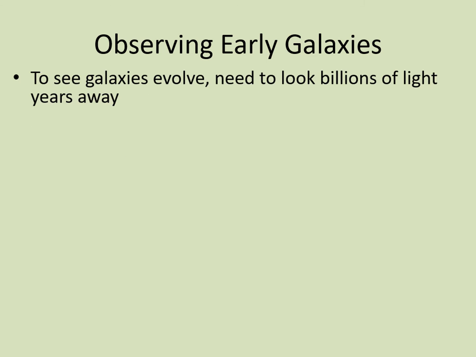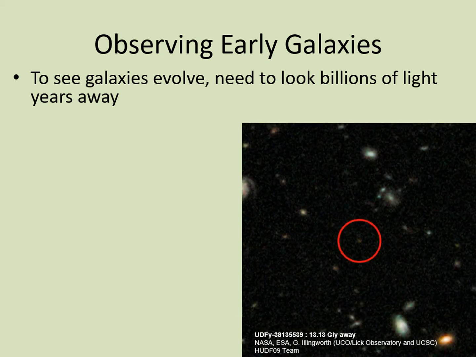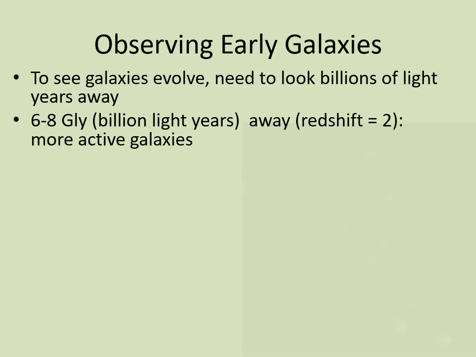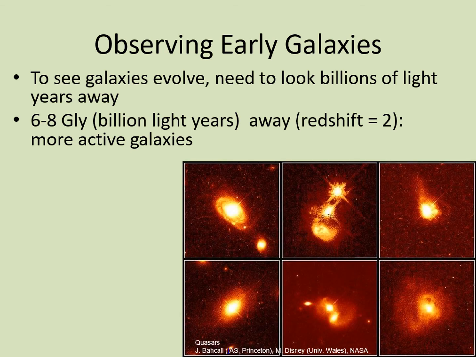If we want to see what galaxies looked like billions of years ago, we need to look at galaxies billions of light years away. Until recently, this hasn't been possible. However, new technology like adaptive optics and long-exposure space telescope images has allowed us to start seeing galaxies this far away. One clear trend we see as we look at galaxies 6 to 8 billion light years away is more active galaxies. In other words, there are many more galaxies with extremely bright objects in their cores.